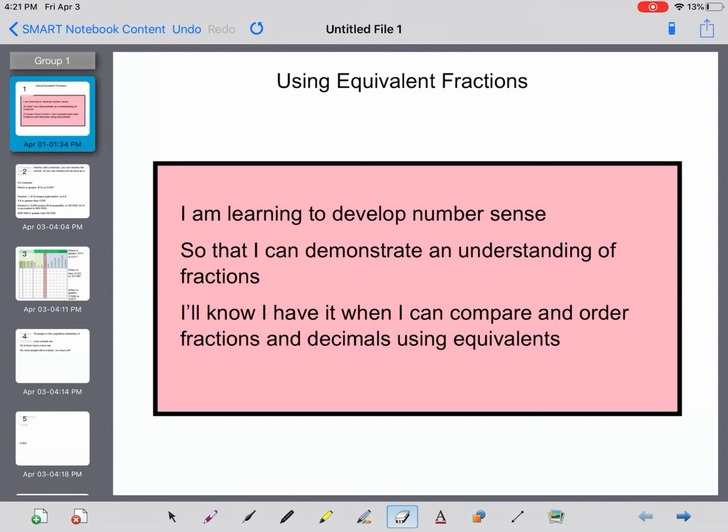Our title today is Using Equivalent Fractions, and our learning intentions and success criteria are: I am learning to develop number sense so that I can demonstrate an understanding of fractions. I'll know I have it when I can compare and order fractions and decimals using equivalents.